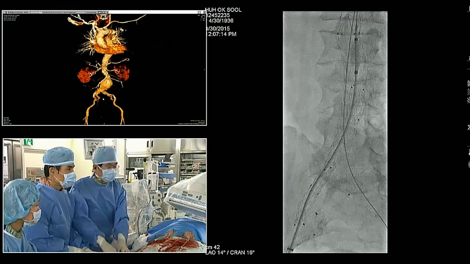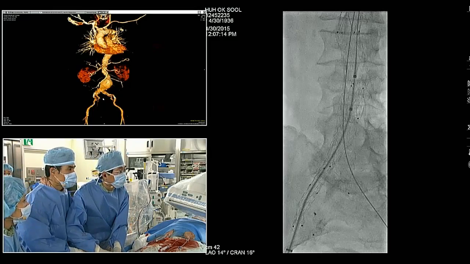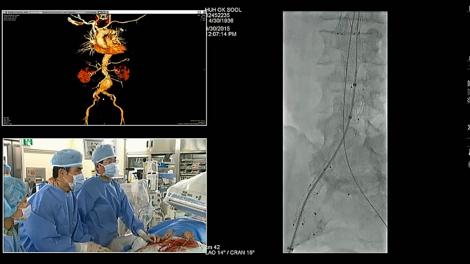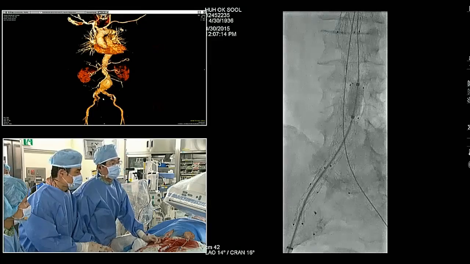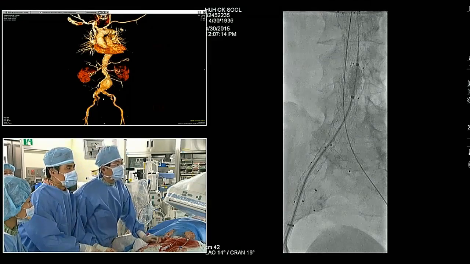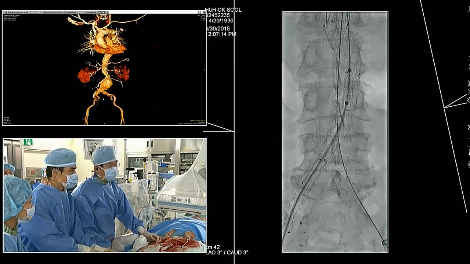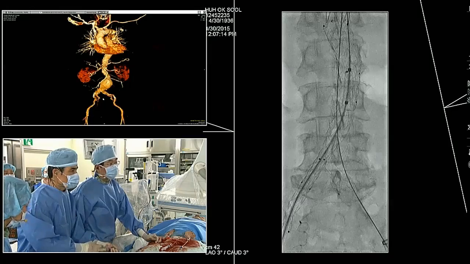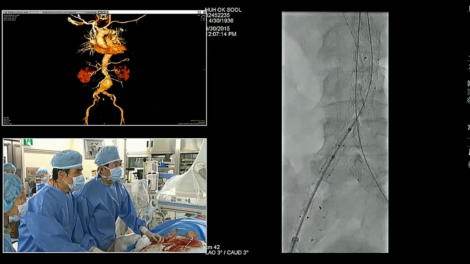Dr. Lee, did you check the left internal iliac artery before deploying the main device? Yes, we had the roadmap already, marked on the screen. It'd be nice to see a retrograde injection in the sheath, to make sure it's open.